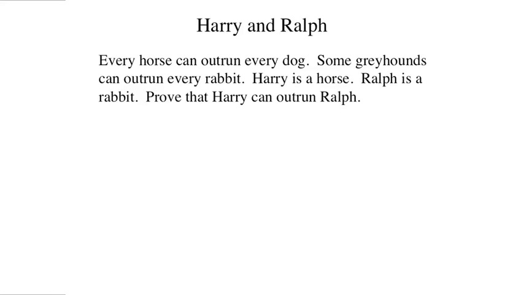Here we have another example of our proof system in action, this time introducing a trick for using existential sentences in proofs. We know that horses are faster than dogs, and we know there is at least one greyhound that is faster than every rabbit. We know that Harry's a horse and Ralph is a rabbit. Our job is to prove that Harry is faster than Ralph.